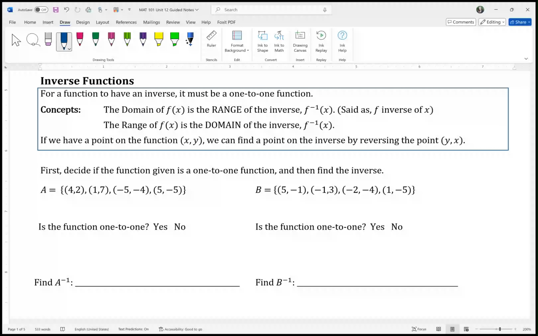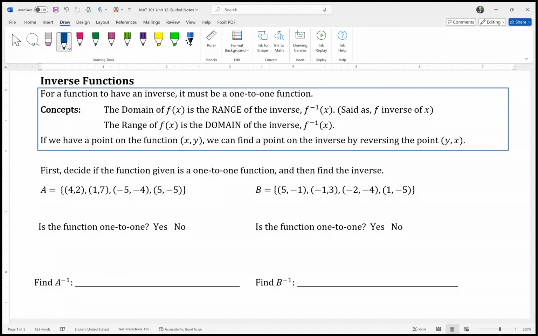All right, now let's look at inverse functions. So for a function to have an inverse, it must be a one-to-one function. So remember that was no x's repeat and no y's repeat. The other thing with inverse functions is if you have the domain of the original function, that turns out to be the range of the inverse, and the range of the original function becomes the domain of the inverse.